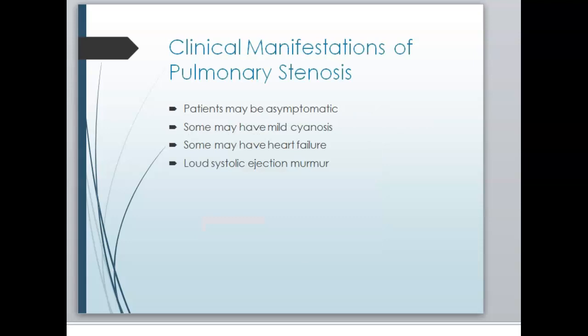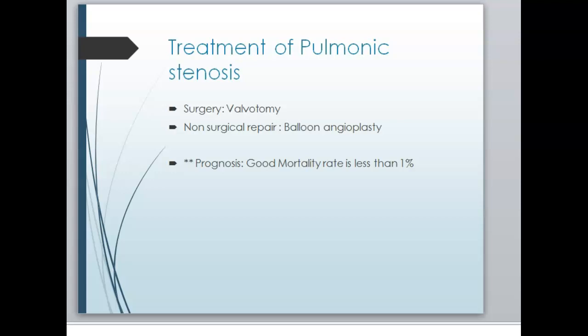Clinical manifestations of pulmonic stenosis: patients may be asymptomatic. Some may have a mild cyanosis. Some may have heart failure, and you'll hear a loud systolic ejection murmur. Treatment for pulmonic stenosis is surgery, a valvotomy. Non-surgical repair is a balloon angioplasty. Prognosis is good. Mortality rate is less than 1%.